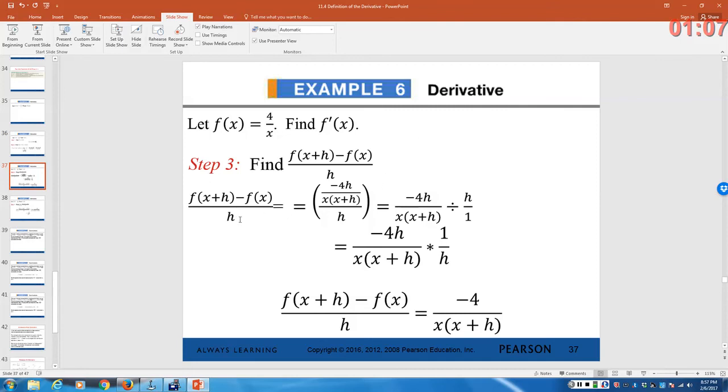And then you have to divide it by h, but the trick here is, since you've got fractions, it's easier, if you're going to divide it by h over 1, what you're really going to do is multiply it by 1 over h, which means there's that h back in the denominator again.